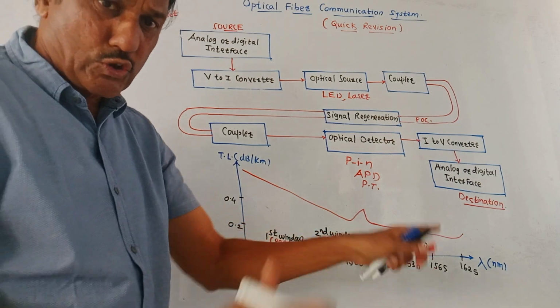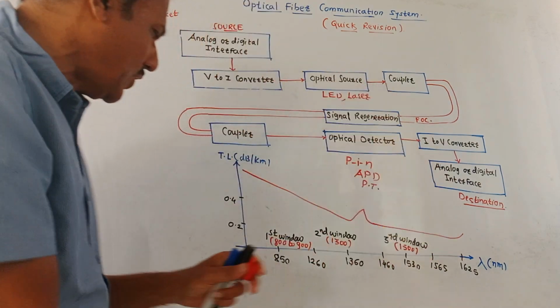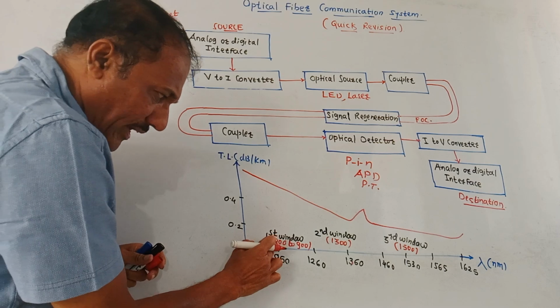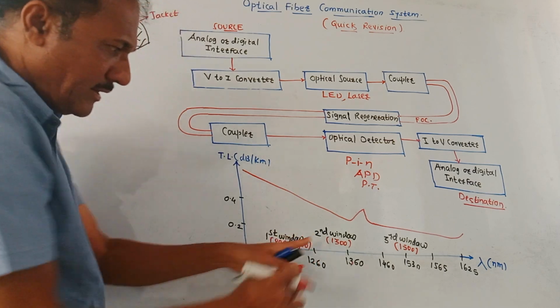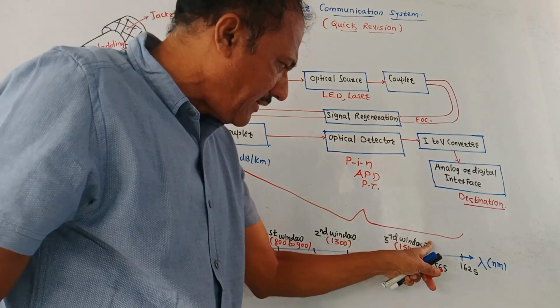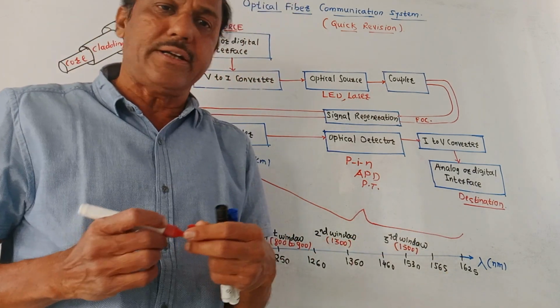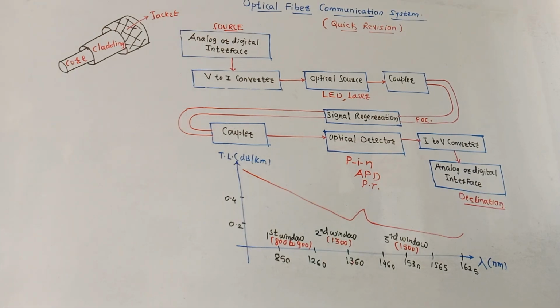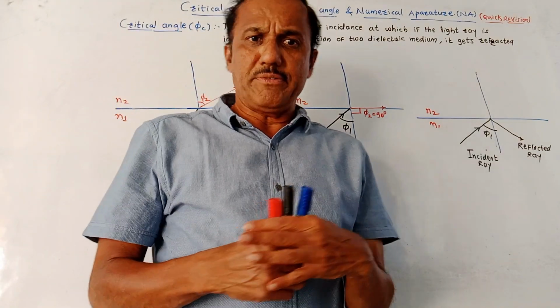Different windows are shown. These are called transmitting windows. The first window is around 800 to 900 nanometer. The second window is centered at 1300 nanometer. The third window is centered at 1500 nanometer. Now let us discuss a few important terms.